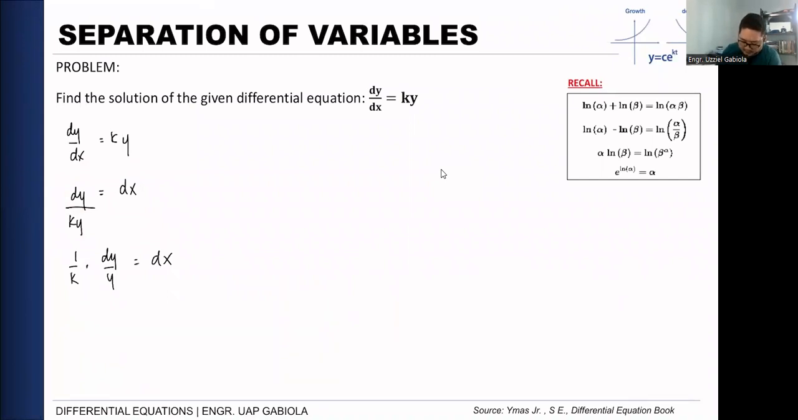Now, we can perform integration. This is our first step. Next is integration, so we take the integral. This will be 1 over k. We just took the constant out. Then, dy over y is ln y. Okay? Is equal to x plus c.